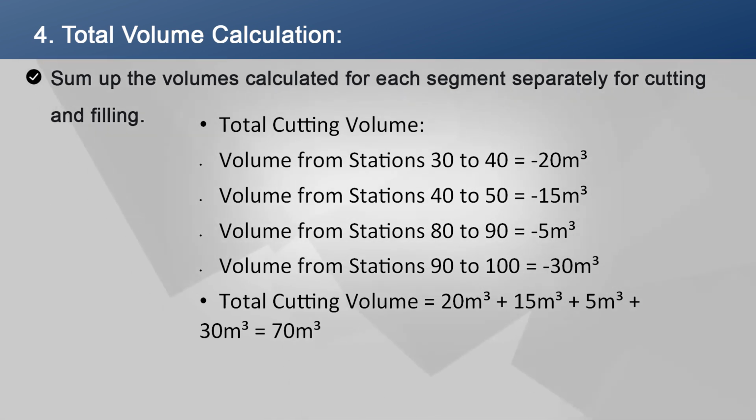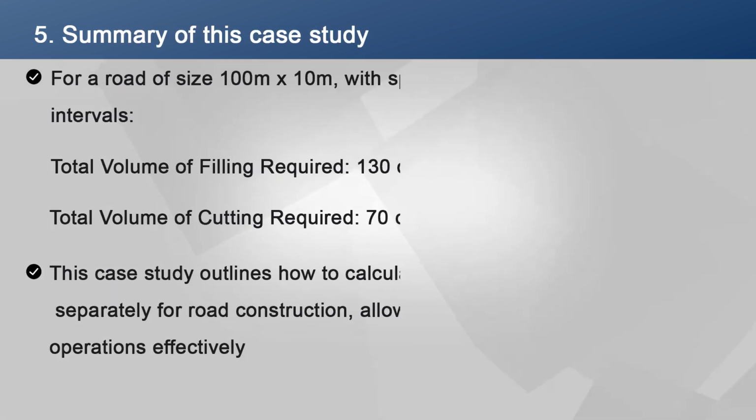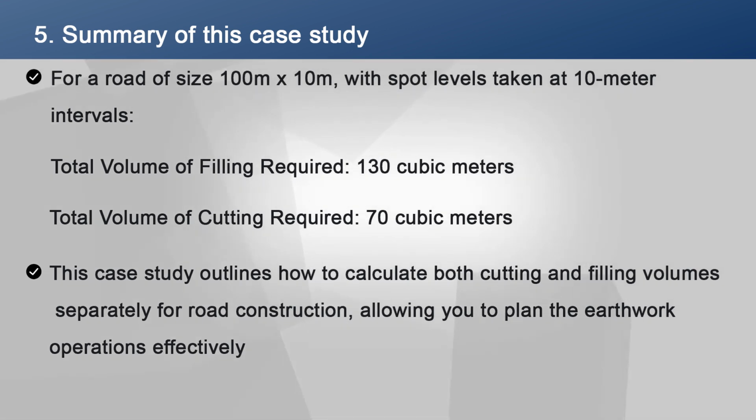So, what is the summary of this case study? For a road of size 100 meter by 10 meter with spot level taken at 10 meter interval, total volume of filling required is 130 cubic meter, total volume of cutting required is 70 cubic meter. I think this case study has given you some insight on application part of surveying.